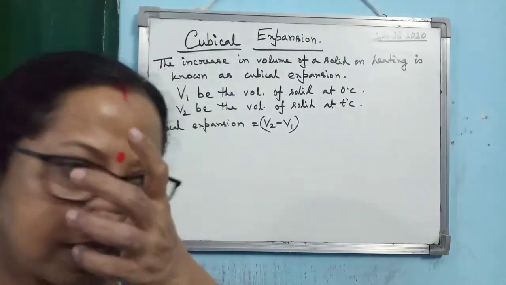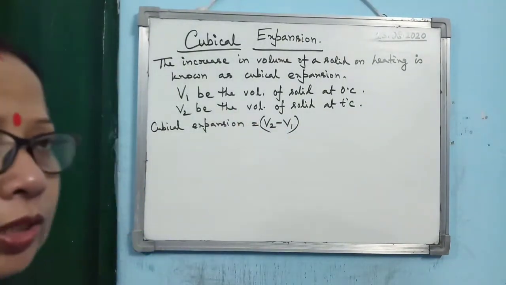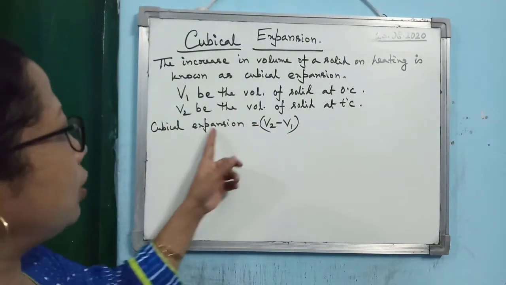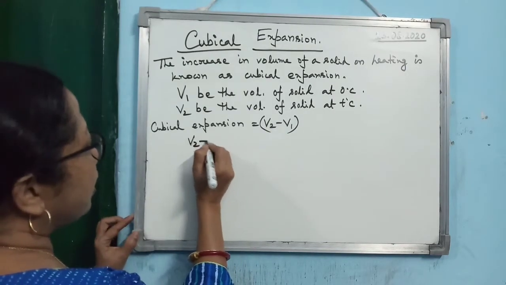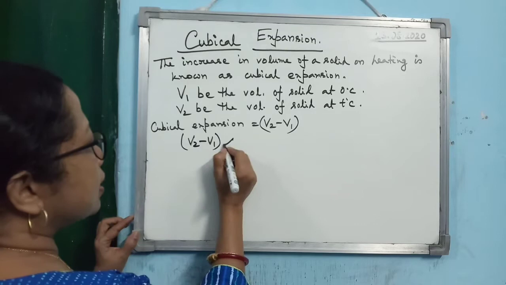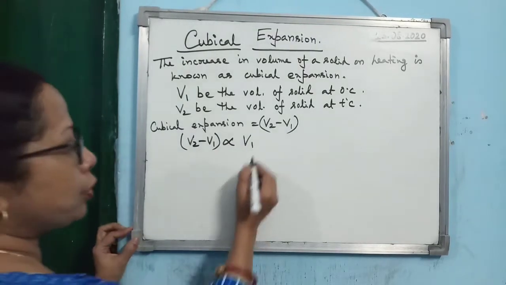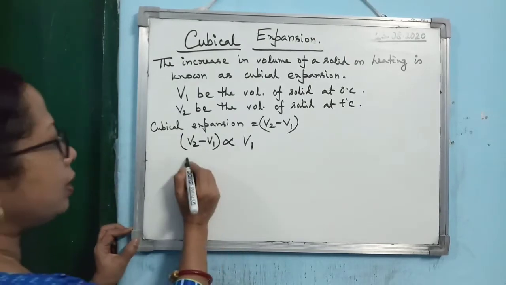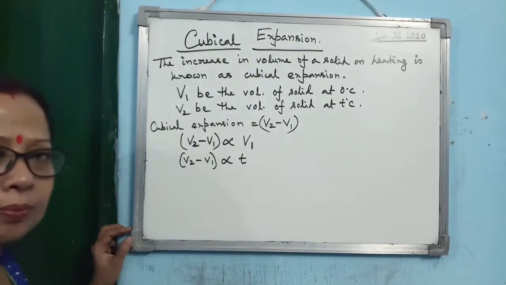Now if you consider the mathematical relation, then if I consider V1 be the volume of solid at 0 degrees Celsius and V2 be the volume of the solid at T degrees Celsius. So V2 is greater than V1. So what is the cubical expansion? V2 minus V1. So again you can write just like the linear and superficial expansion. V2 minus V1 is directly proportional to the initial volume V1. Then V2 minus V1 is directly proportional to the change in temperature T.